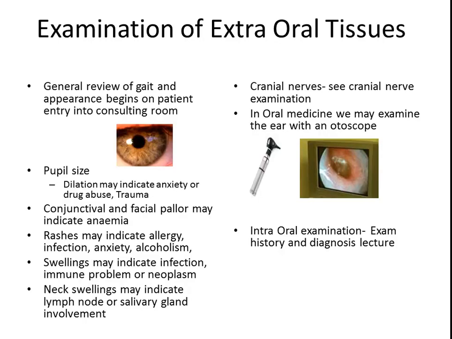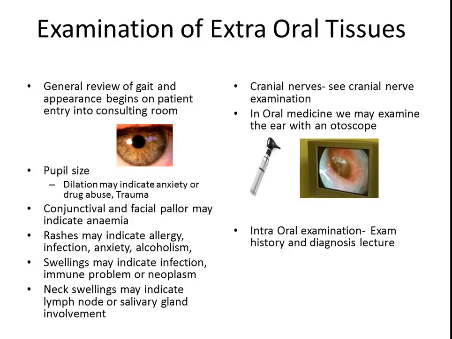Extra-oral examination begins initially with the entry of the patient into the consulting room, and you can review things such as gait, any limps or asymmetry of the patient. Once they are sitting in front of you, during the examination, after taking a history, you may be able to look at pupil size, and this may be an indication of various things such as anxiety, drug abuse, trauma.